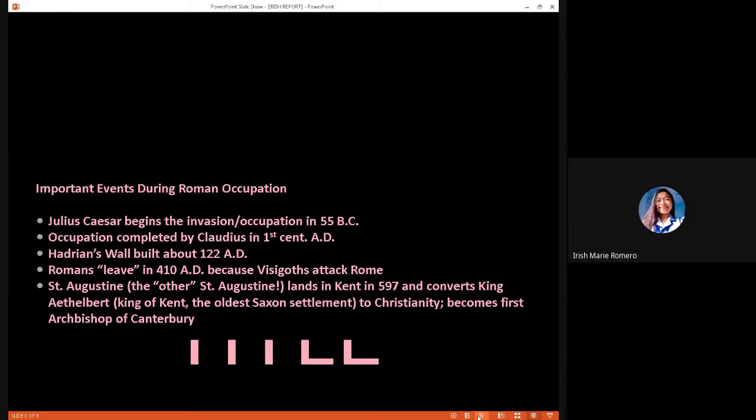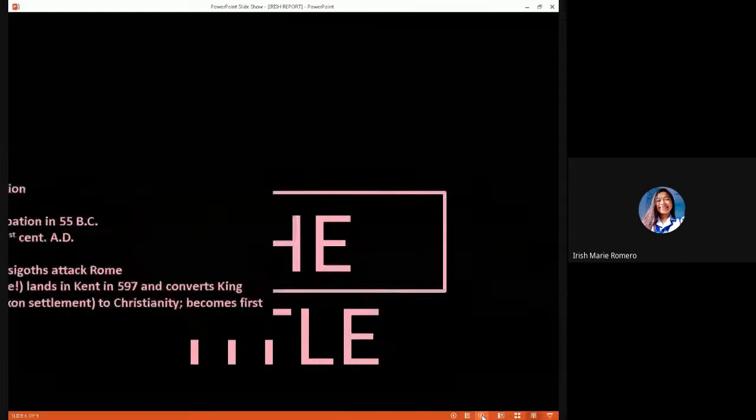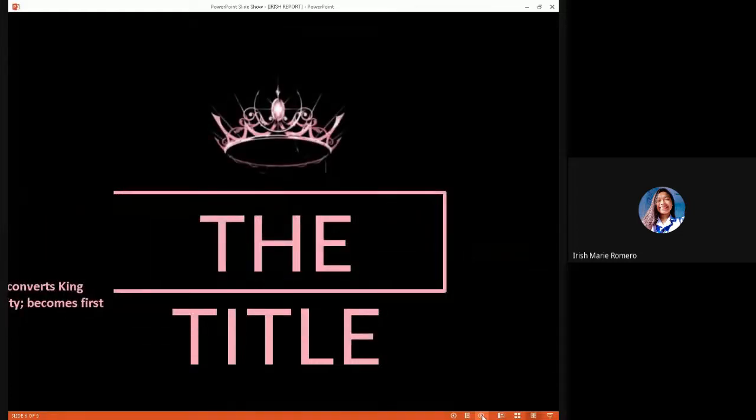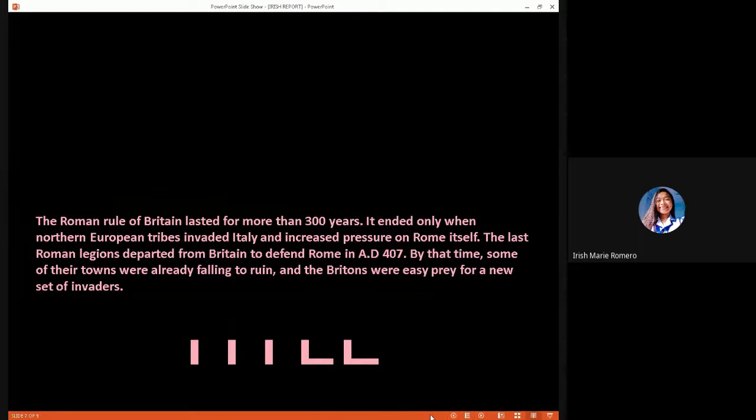However, during the Roman occupation, meron na namang Roman literature na nagbegin noong 3rd century, around 3rd century BC. It even reaches the Golden Age during the reign pa din po ni Augustus and the early part of the Roman Empire.